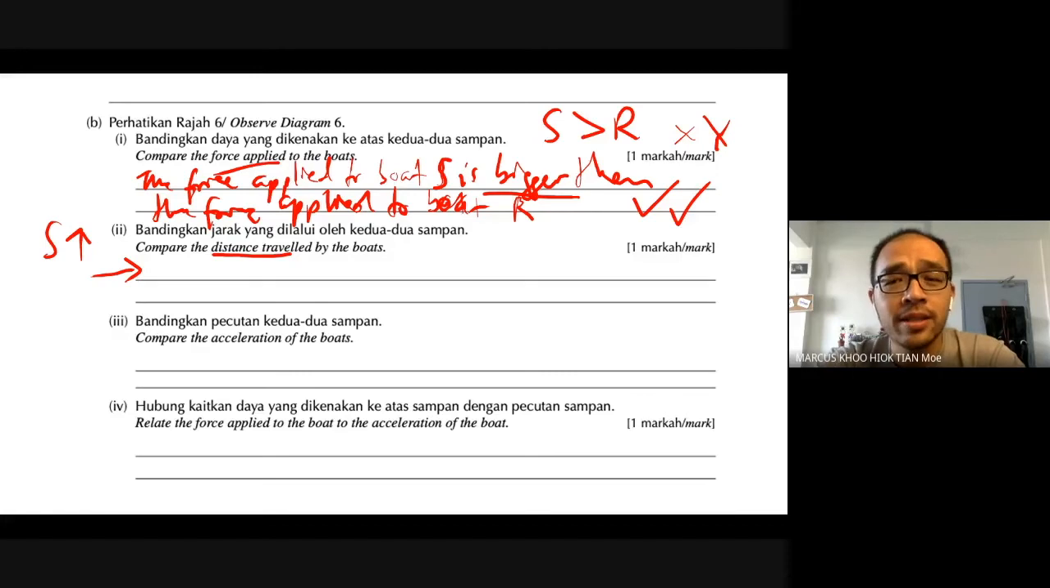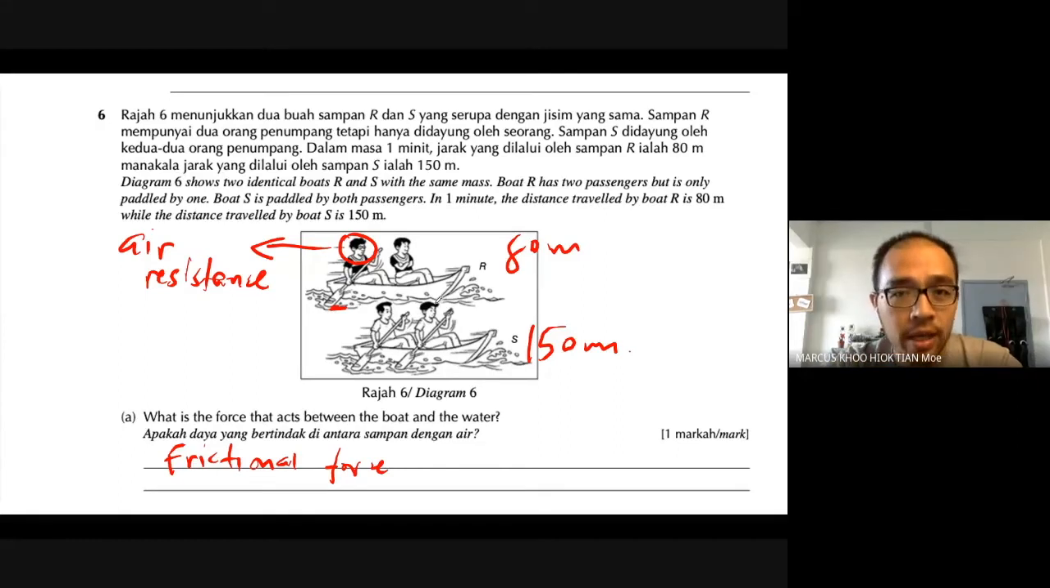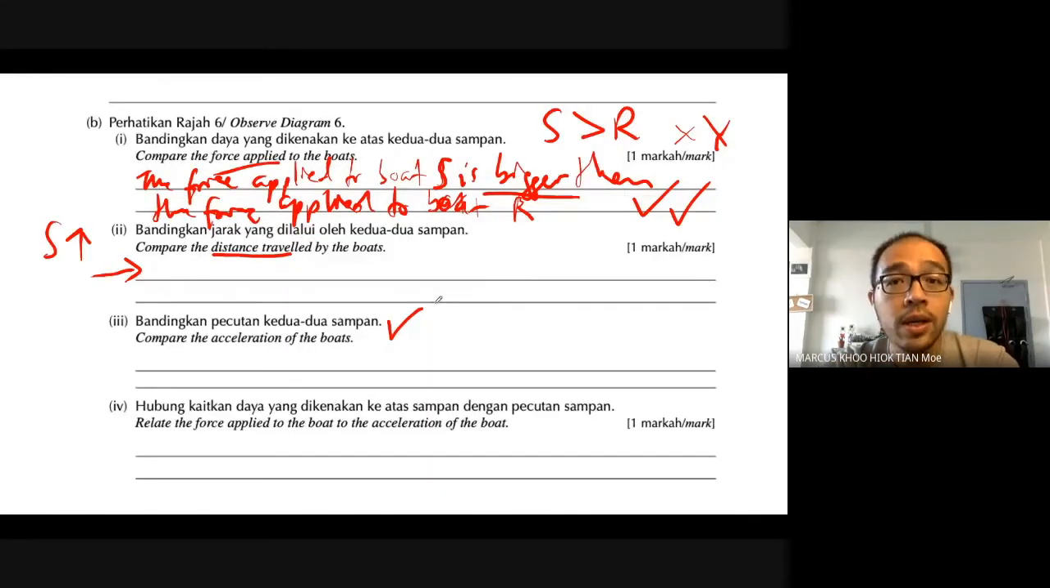Must call name one now. Anybody? Boat S has a bigger distance than boat R. Okay, I think I will accept that. Good enough. Okay, how about the acceleration? Who will accelerate more? Yeah, okay, S will accelerate more. So the same thing. Okay, the acceleration of S is bigger than the acceleration of R.